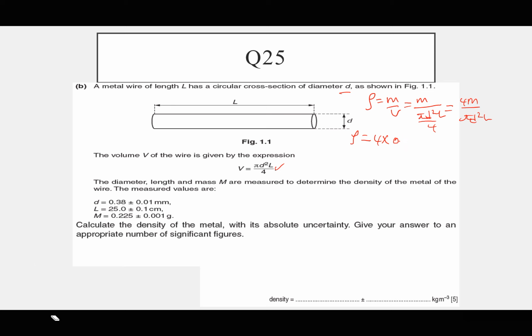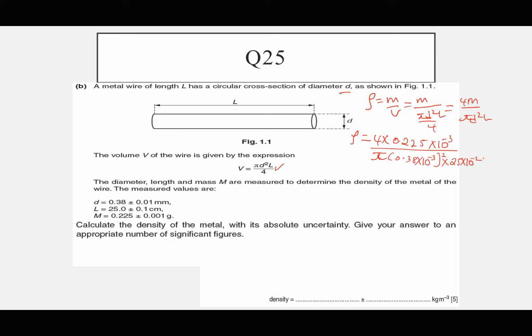The mass has been given as 0.225. It is in grams, so I'll say times 10 power negative 3. I divide this by pi, times d. D has been given in millimeters, so I will say 0.38 times 10 power negative 3, and this is squared. Then times L, which is 25 centimeters, so it is 25 times 10 power negative 2. Let me press the calculator very fast. You can also press yours.